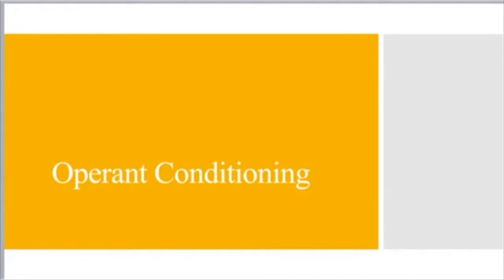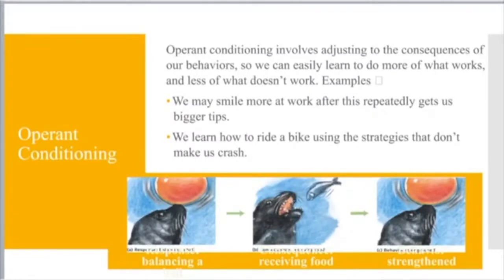So like I said, today we are going to talk about operant conditioning. We're just going to start off by talking big picture: what is operant conditioning? Basically, it involves adjusting to the consequences of our behavior so that we can easily learn to do more of what works and less of what doesn't work.